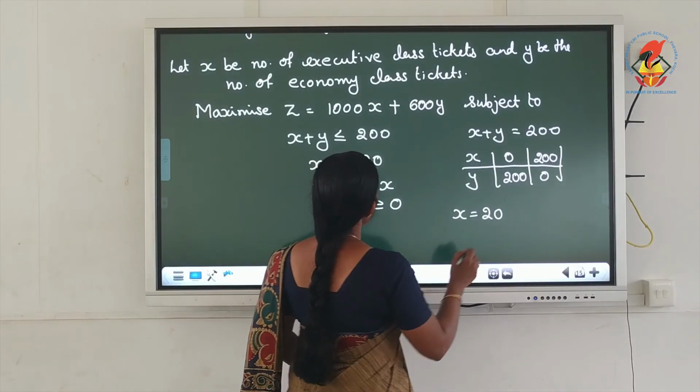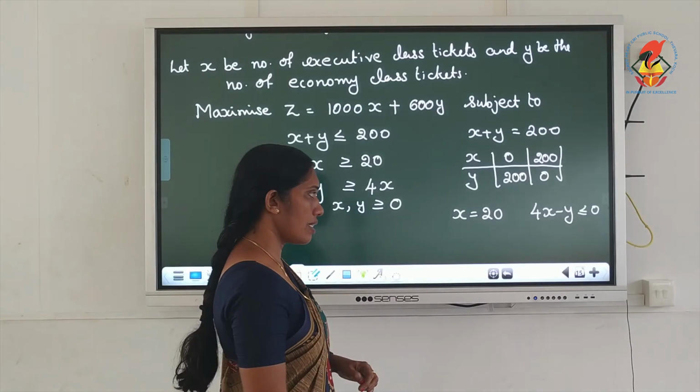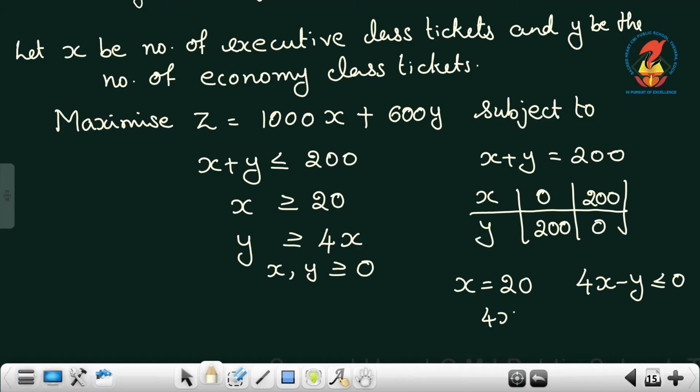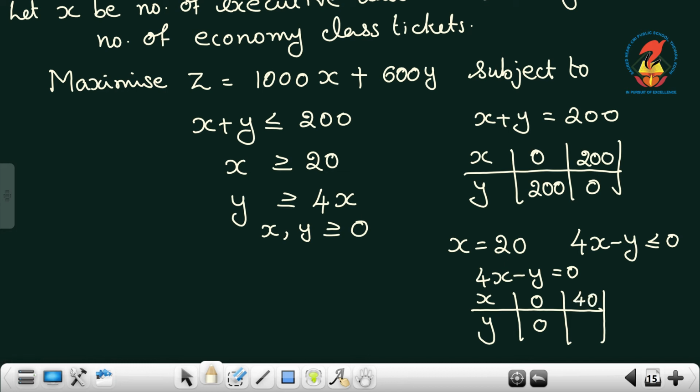And the next line that I can write, 4x minus Y is less than or equal to 0. Y minus 4x is greater than or equal to 0, or 4x minus Y is less than or equal to 0. Or 4x minus Y equal to 0. How are the points? When X is 0, Y is also 0. When X is 40, Y is 40 into 4, 160. Okay, now we can draw.